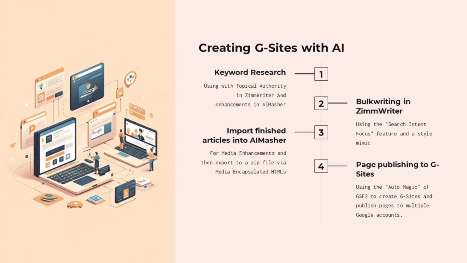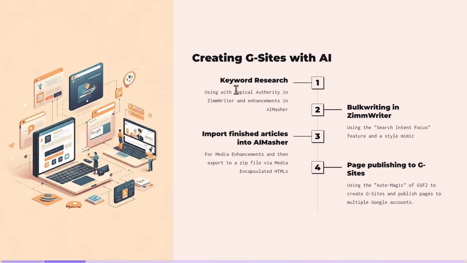Okay, and that's final review. We did our keyword research in part 1, and you could see how we used the topical authority in ZimWriter. We made enhancements in AI Masher. We copied those out of AI Masher and put them directly into bulk writing in ZimWriter. Chose search internet focus, put a style mimic, and did some other parameter settings.